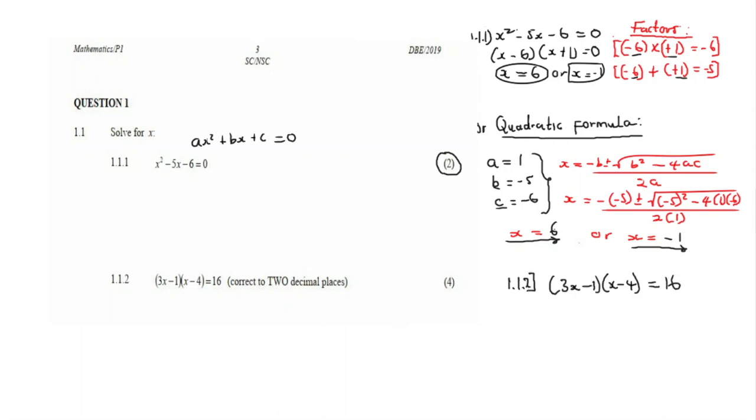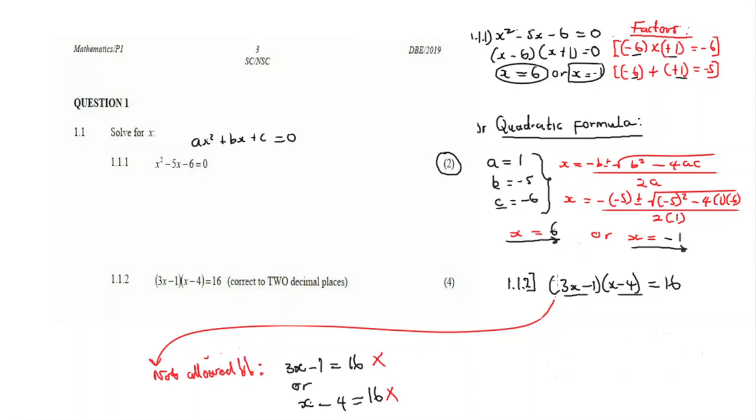Now we go to 1.1.2. 1.1.2 is actually two brackets multiplying each other out. This bracket multiplying this one equal to 16, right? Just a quick side note, let me point this out.